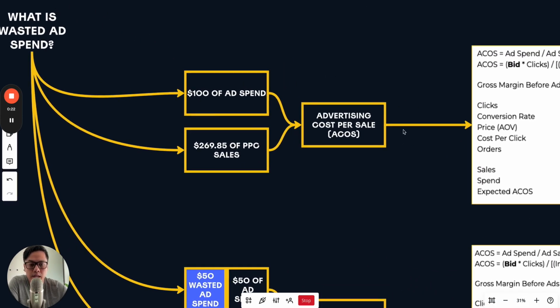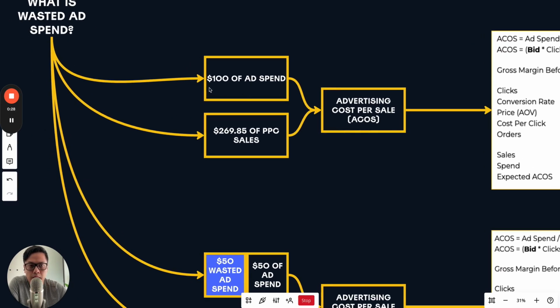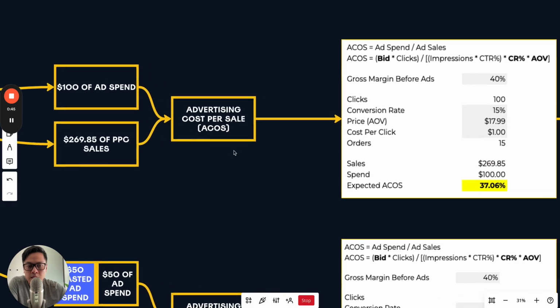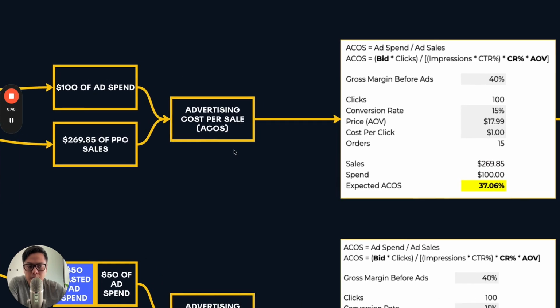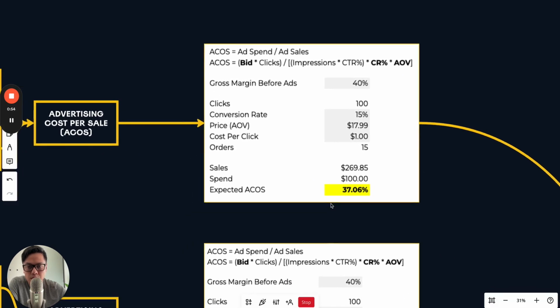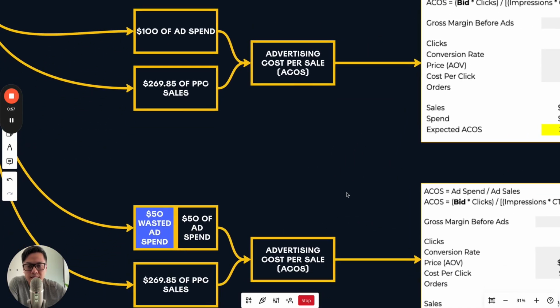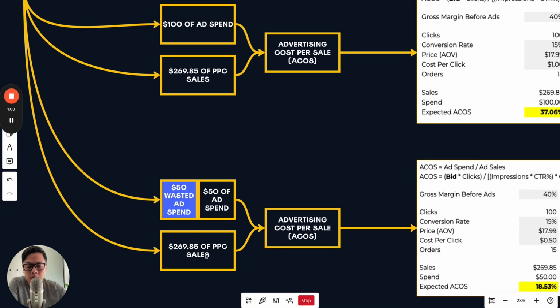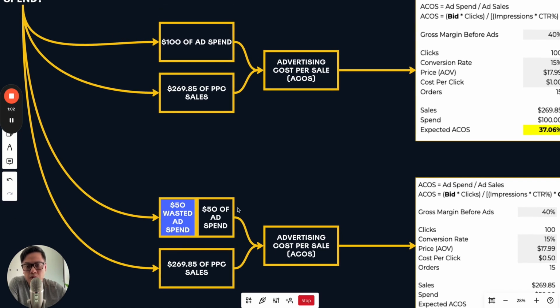So let's calculate ACOS, so advertising cost per sale. It is equivalent to ad spend over ad sales. So in this example, let's just say we have $100 of ad spend, which then generated us $269.85 of PPC sales. So when you do the math, this gives you a 37.06% ACOS.